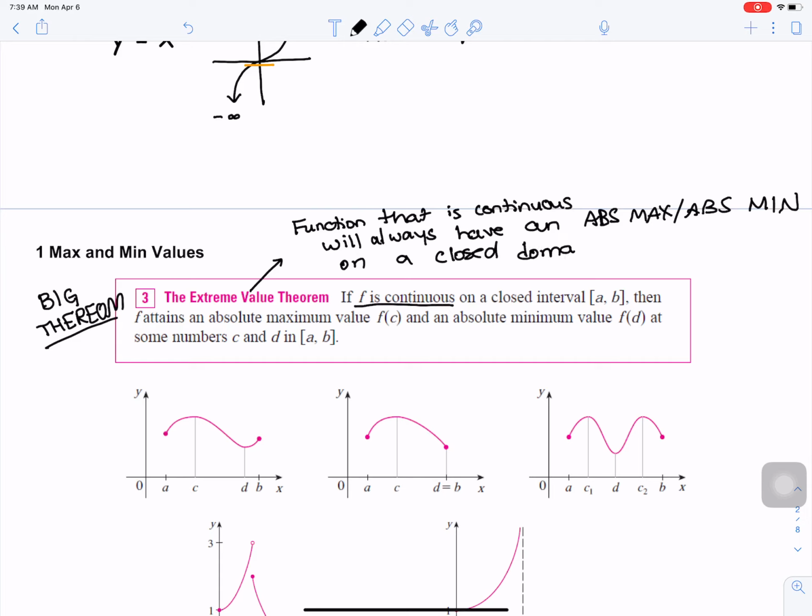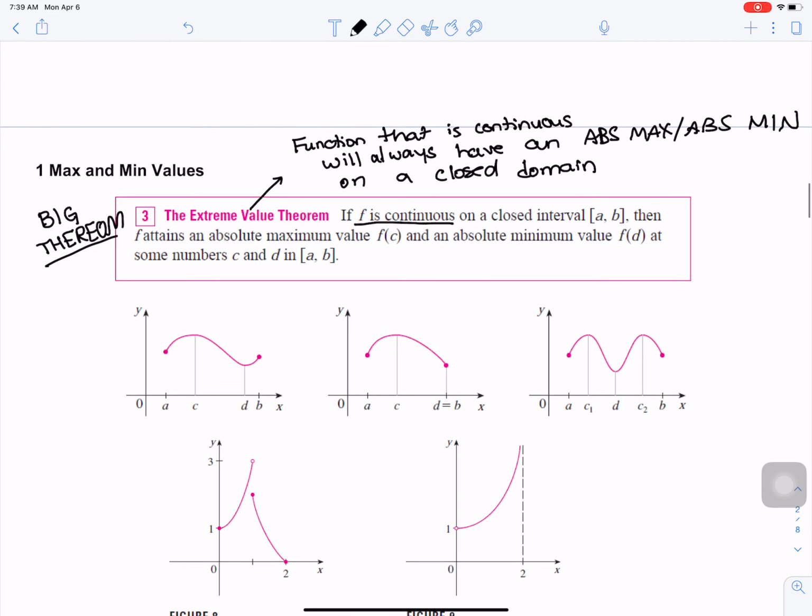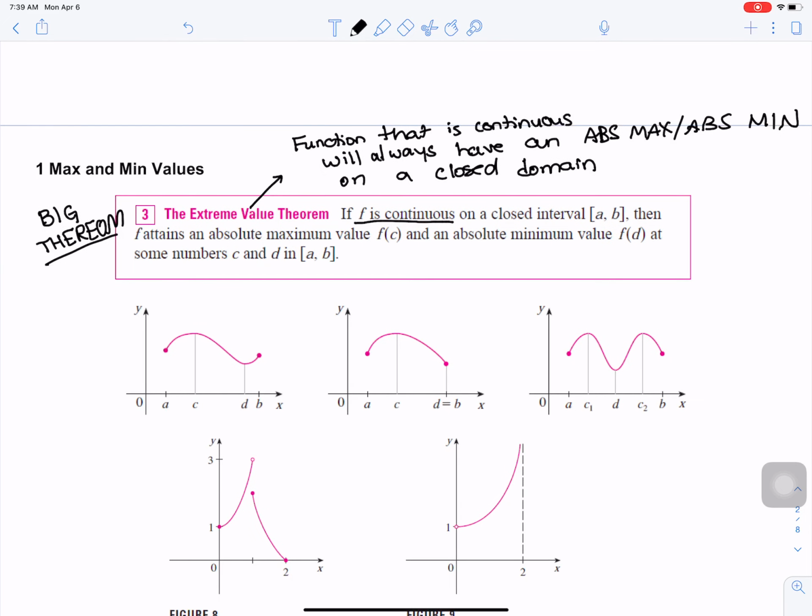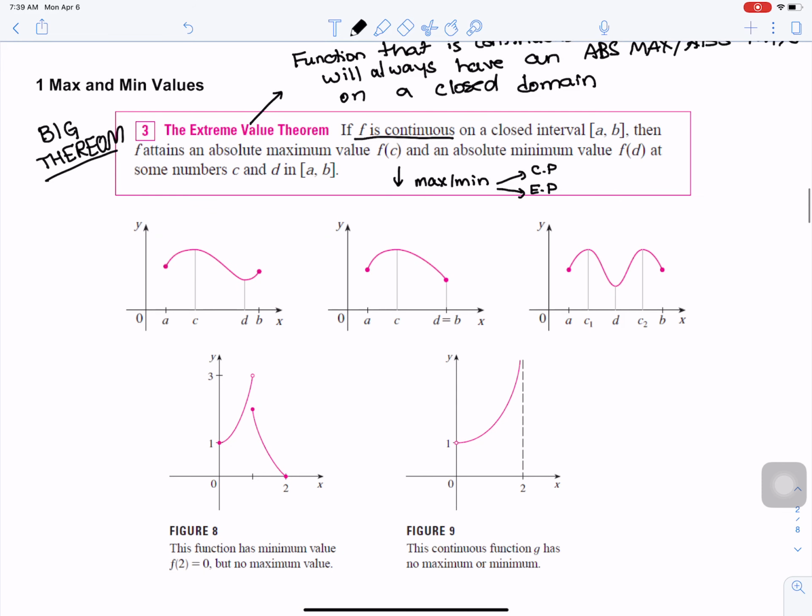So you have to have the function stopping. You don't take that function on to infinity. Provided that it's continuous, it's going to for sure have a maximum and for sure have a minimum. Now these maxes and mins will occur either at a critical point, which we'll define soon, or they will occur at an endpoint.